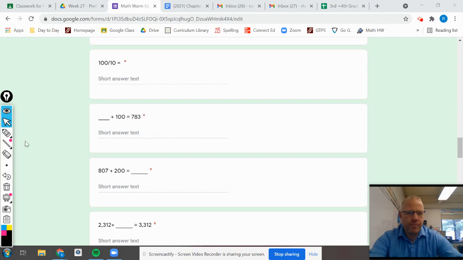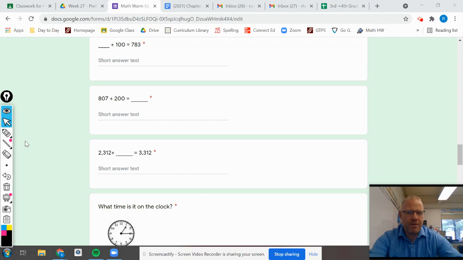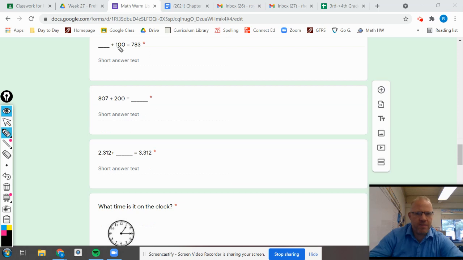We have something plus 100 equals 783. If you notice, we're looking at the hundreds position. We add 1 position, it becomes 7. So 7 minus 1 is going to be 6, and everything else would stay the same. So 683. 807 plus 200, 8 plus 2 equals 10. And then 07 come over.